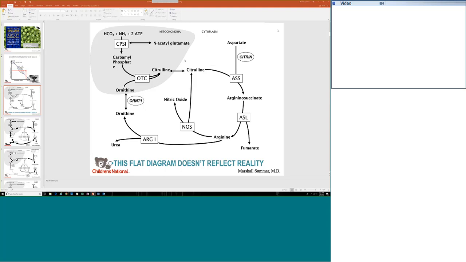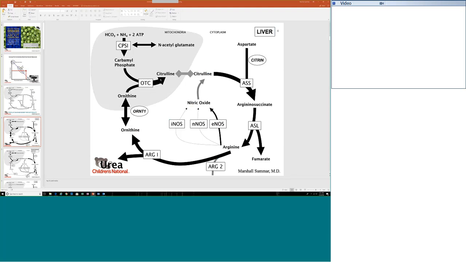So this is what this looks like in the liver. One of the things we did, and I'll show you on the next slide, is we went to a bunch of tissues and looked at the enzyme levels for different enzymes in all the different tissues, and the thickness of these arrows reflects how much of that enzyme is in each tissue. So let's take a look at this one here. In the liver, the urea cycle has all of the enzymes all the way down to making urea. It's a detoxification pathway. It does pretty much what you'd expect.